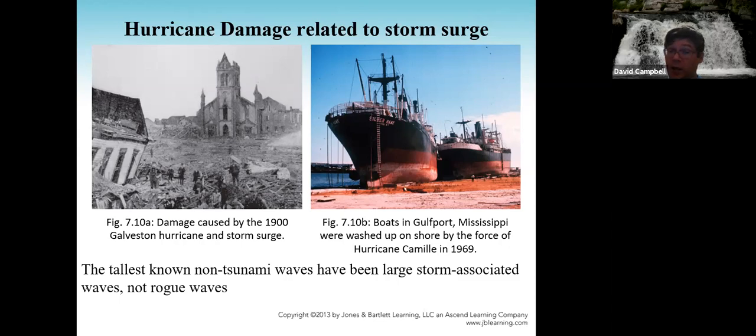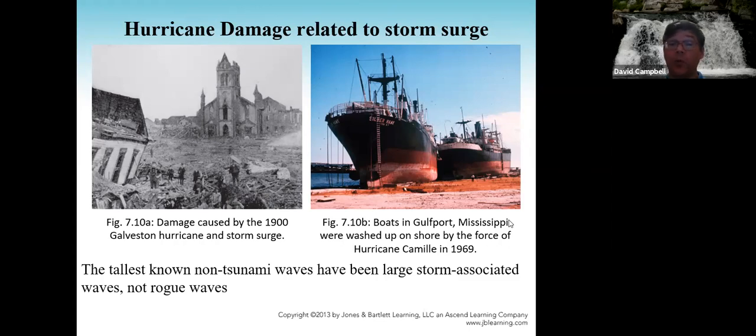So Galveston, a lot of people living on this island and not a whole lot of warning. A major hurricane came in and storm surge completely flooded the island. Several thousand people killed. That's actually the worst natural disaster that we've had in the US in terms of number of deaths.